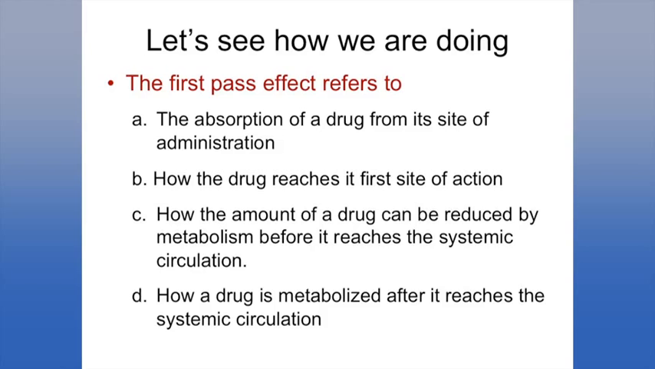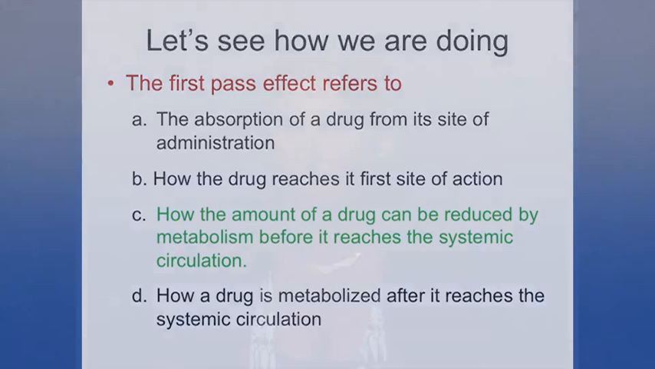So the answer to the question is first pass effect refers to how the amount of a drug can be reduced by metabolism before it reaches the systemic circulation. I am sure that there are many of you out there who may have chosen the answer D. The difference between the two is D refers to the mechanism whereby the drug is metabolized, whereas C refers to the principle of how the amount of the drug can be reduced by metabolism. So a little bit of a tricky question there, just to make sure you're all on your toes. So we'll take a break here.